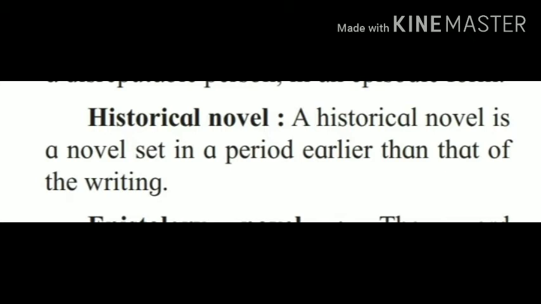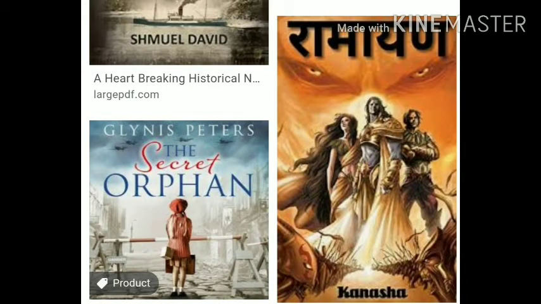Next type of novel is a historical novel. A historical novel is a novel set in a period earlier than that of the writing. A historical novel has as its setting a period of history and attempts to convey the spirit, manners and social conditions of a past age with realistic details to historical facts. It also shows past events in fictional stories.